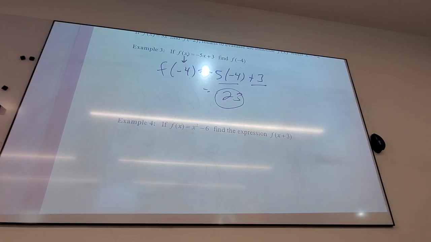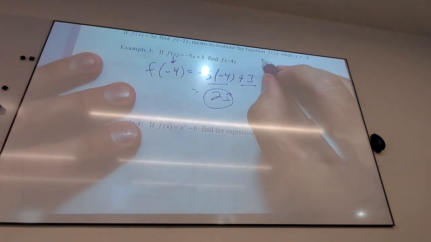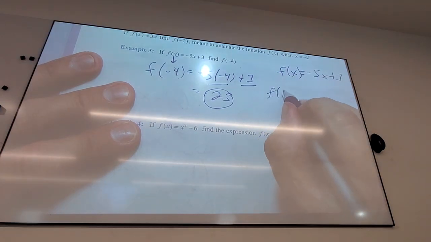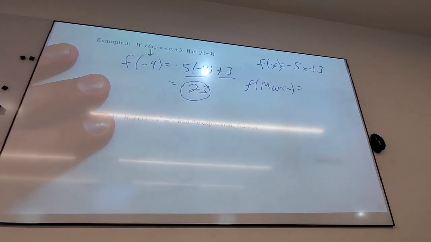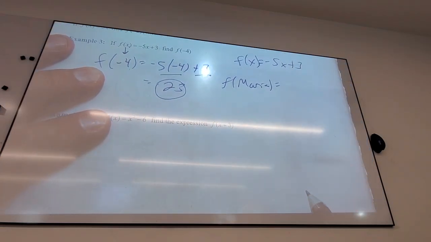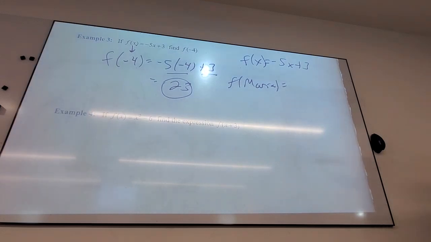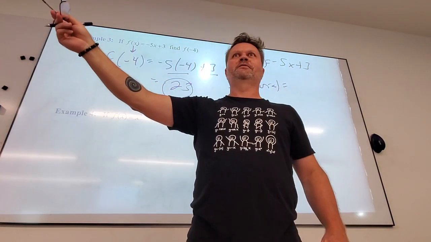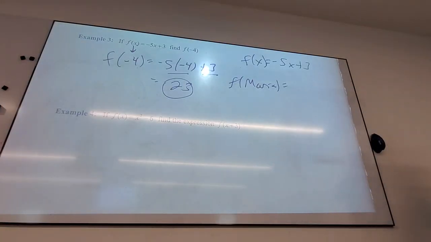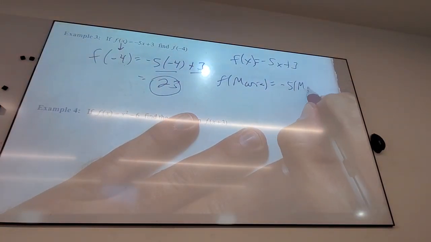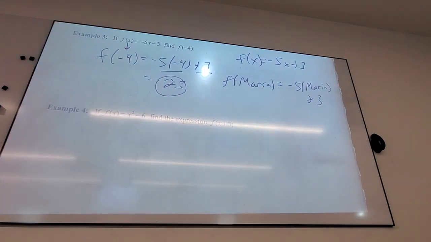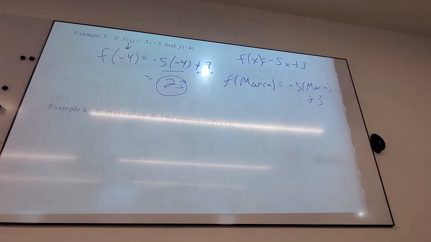Now let me ask you a side question. If f of x is -5x plus 3, what is f of Maria? Function notation doesn't care what's in it. It always has the same exact process. It's very single-minded. Whatever you put in it, you put in it. Yeah, -5 Maria. -5 Marias plus 3. So a little Maria black hole, strength 5.